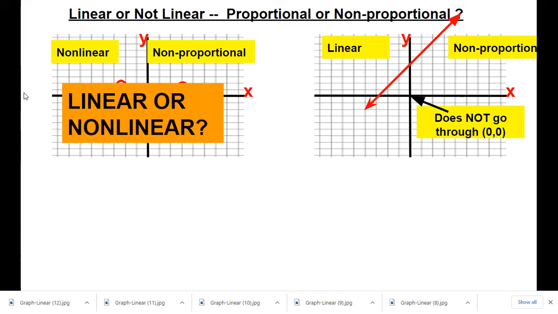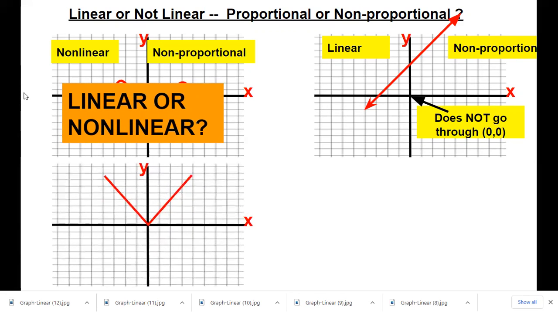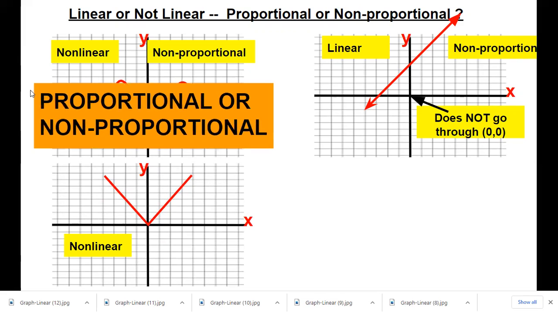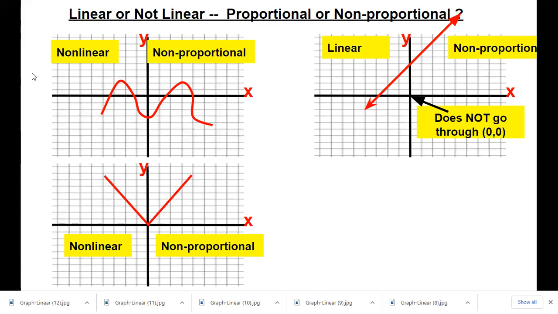The one below us, linear or non-linear? It's a little trickier, isn't it? Linear or non-linear? It's non-linear. Why? Because it's a V. The slope goes down and then the slope comes up. It's not a linear graph. Is it proportional or non-proportional? Well, if it's not linear, it's automatically non-proportional.